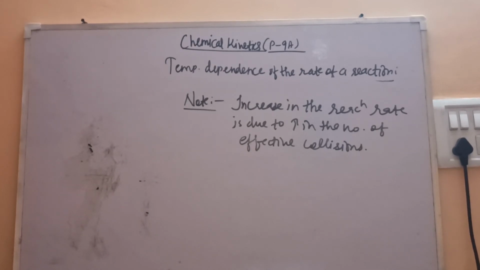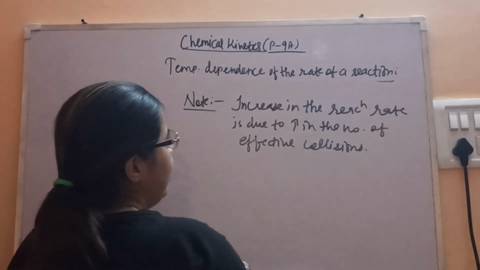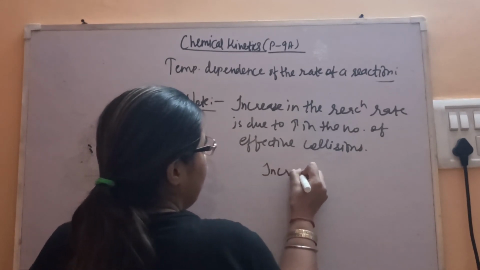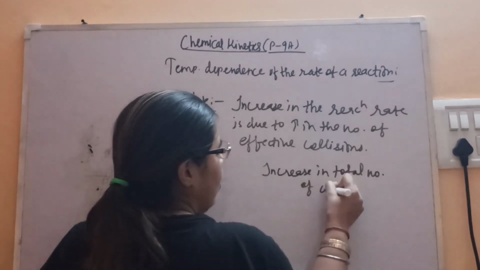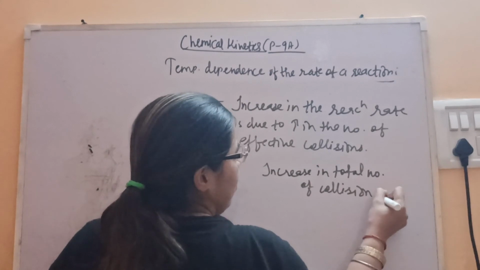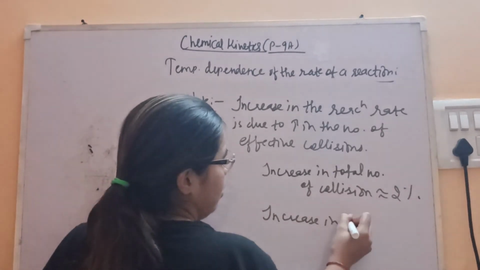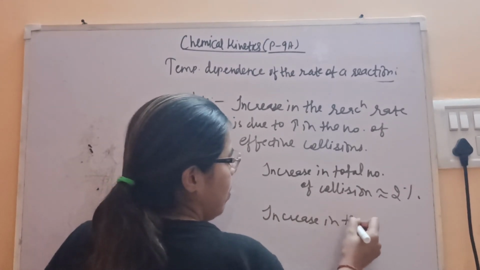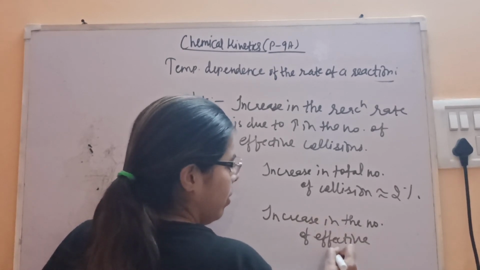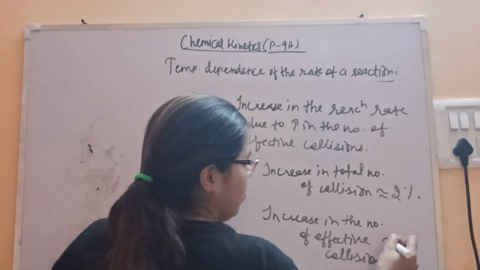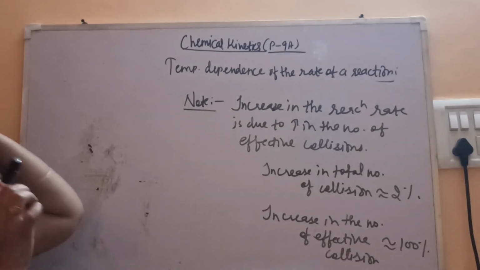Okay, that's why the rate of reaction increases, because the increase in the total number of collisions is not that much. If you see, the increase in the total number of collisions is only 2%, but the increase in the number of effective collisions is about 100%. So this is about how temperature is affecting the rate of the reaction.